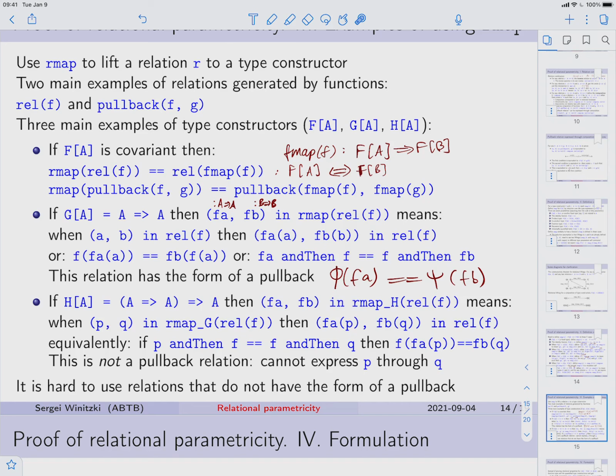And finally, this example is even more complicated. So if you write it out, then first of all, there must be this. So for any two functions, a to a and b to b, in a relation, which is lifted in the previous example, the results of applying these functions must be in a relation. So if you write it out, you have this condition. And this is not a pullback relation. So you cannot express p through q in this relation in order to replace this condition with a single equation.